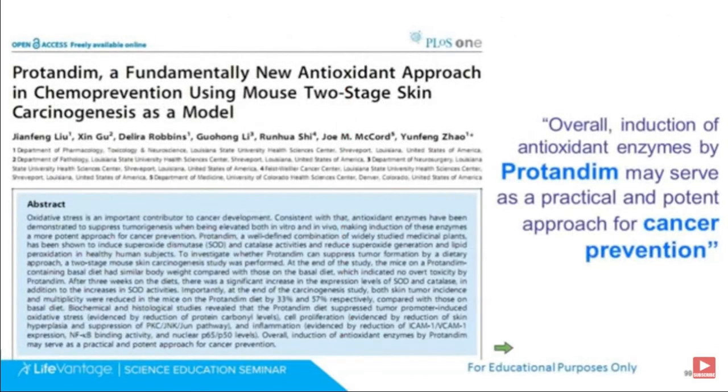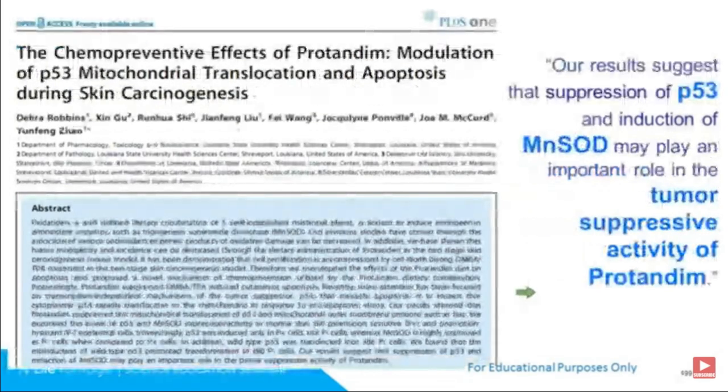Here is a study looking at the protective effects of Protandim on skin cancer done from Louisiana State University. Another study from the same researchers identifying this P53 tumor suppressor marker and superoxide dismutase playing the role of suppressing tumor activity with Protandim.